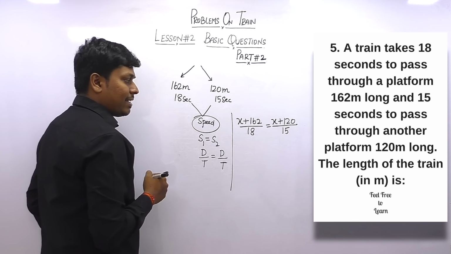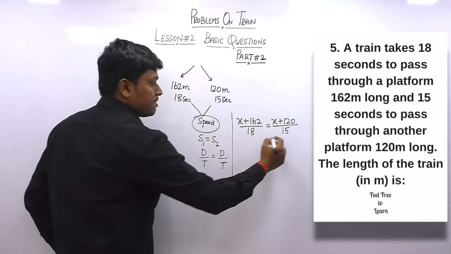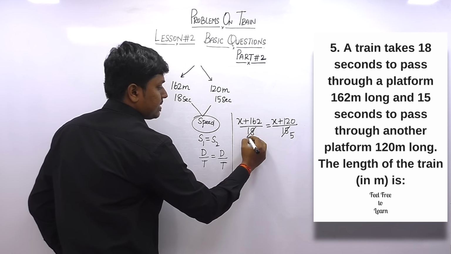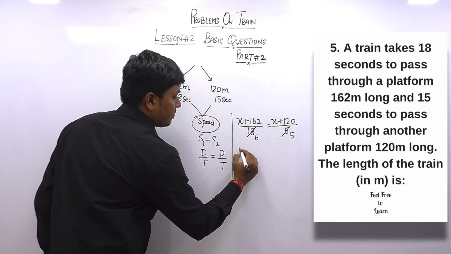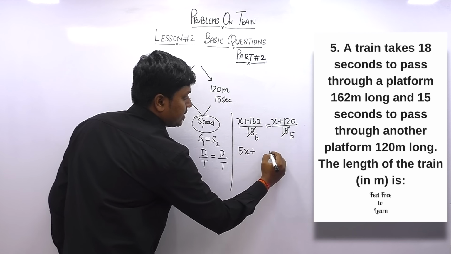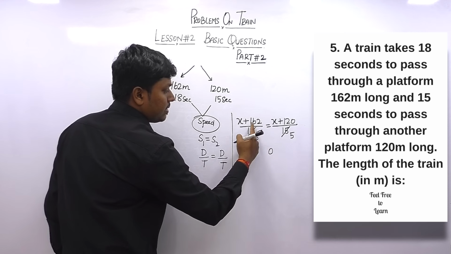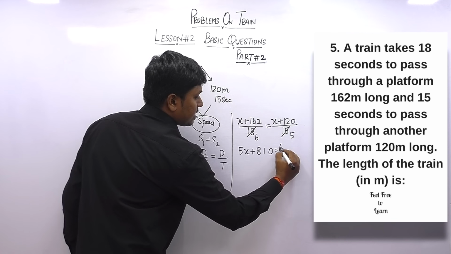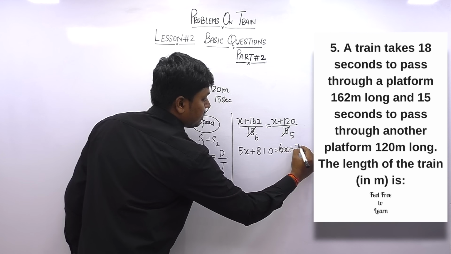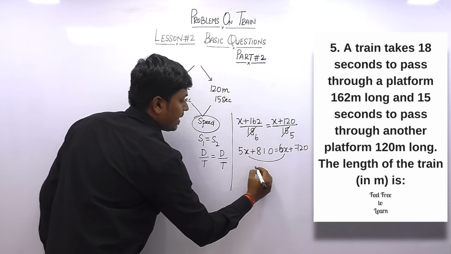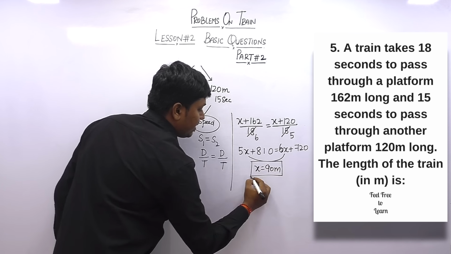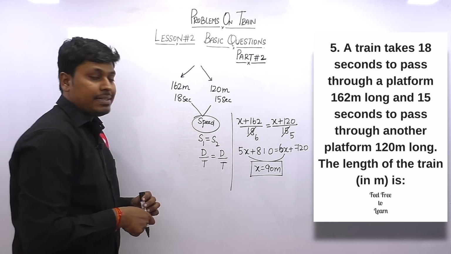So now I think we can cancel this on the 3 table. 5 3s are 15, and 6 3s are 18. So cross multiply: 5x plus 162 into 5 2s are 10, remaining will be 1, 30, 31, remaining will be 3, 810. So 6x plus this will be 720. So 6x and 5x, x is equal to 90 meters. So finally we can say that the length of the train is 90 meters.